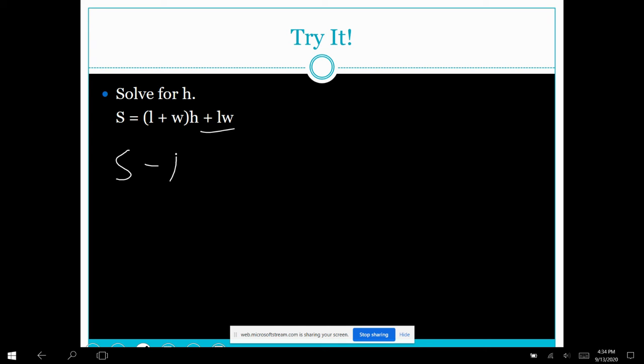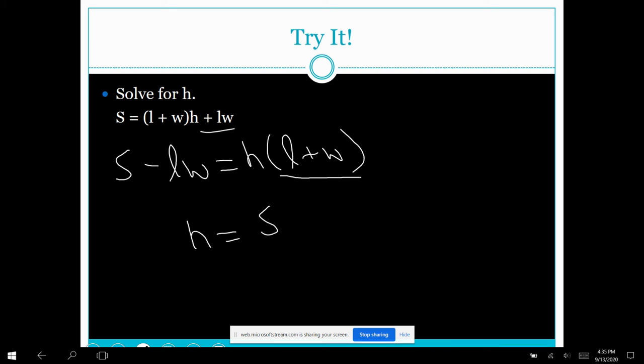So we have S minus LW is equal to H times L plus W. Again, remember multiplication is commutative, so if I write L plus W times H or H times L plus W, they are the same statement. Now right here I have H times this entire quantity. So I can divide both sides by that entire quantity and have an equation in terms of H. So H equals S minus LW, divided by L plus W. And that is my final answer. I divide by L plus W, my H is isolated. I've solved for H.